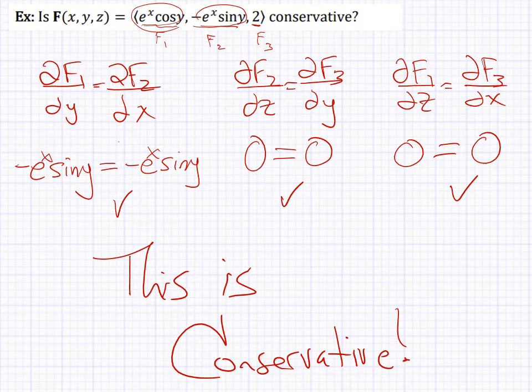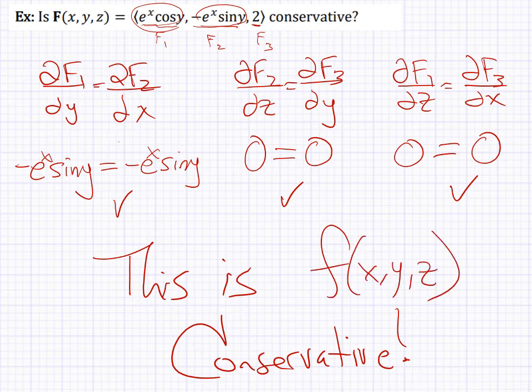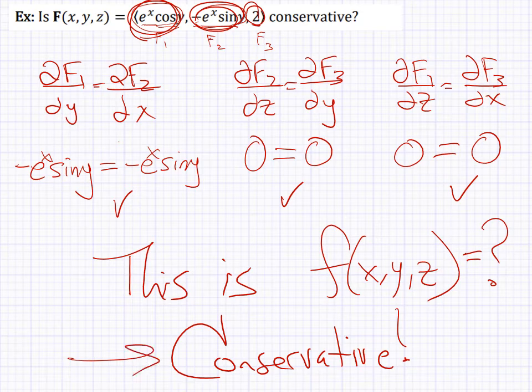Okay? All right, now once we determine it's conservative, so what function? What is the potential function? What function of x, y, and z did I take the derivative of with respect to x to get this, with respect to y to get this, and with respect to z to get this, did I use? What is the potential function? There is one, since it's conservative. What is the potential function? That's the next question.